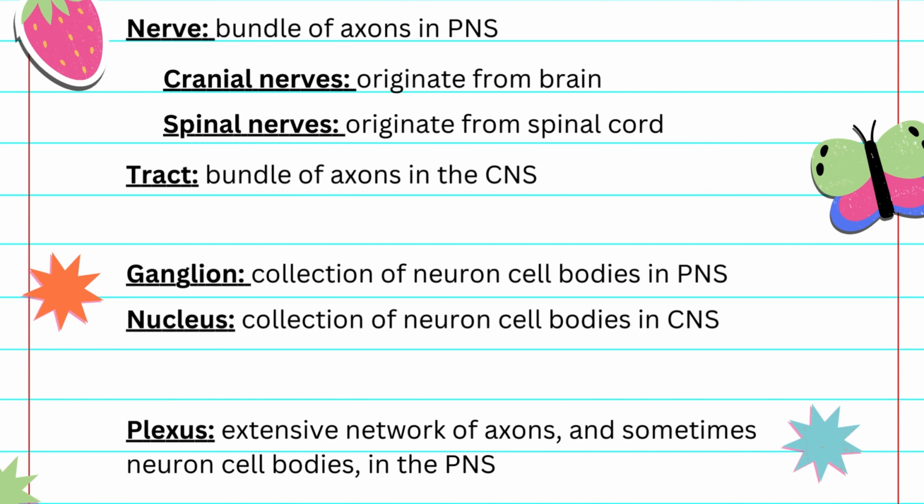Now, ganglion and nucleus are two terms related to the cell bodies. A ganglion is a collection of neural cell bodies in the peripheral nervous system, while a nucleus is a collection of neuron cell bodies in the central nervous system. Lastly, a plexus is an extensive network of axons and sometimes neuron cell bodies in the peripheral nervous system.